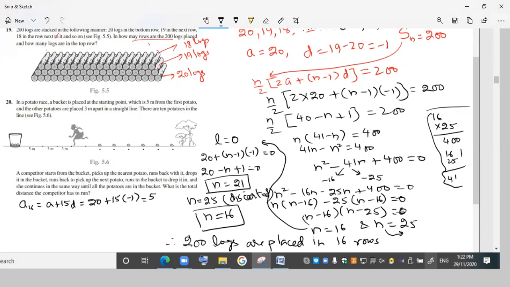Therefore, how many logs are there in the top row? This is the 16th. Number of logs in the top row is equal to 5. Okay, got it?